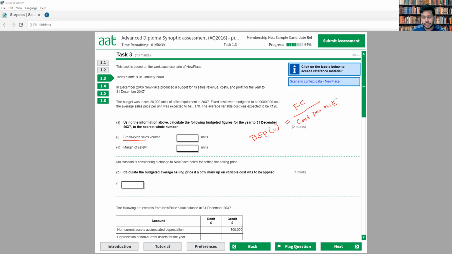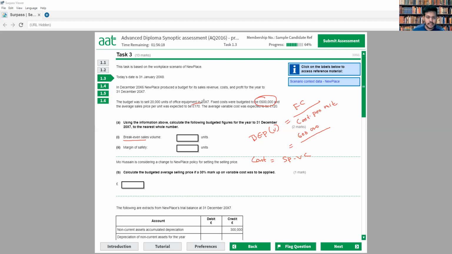Fixed cost over contribution per unit. So let's have a look what we have here. The fixed cost you already have, that is 600,000. 600,000, that's my fixed cost. And the contribution, we know the formula for the contribution. Contribution means selling price minus variable cost.